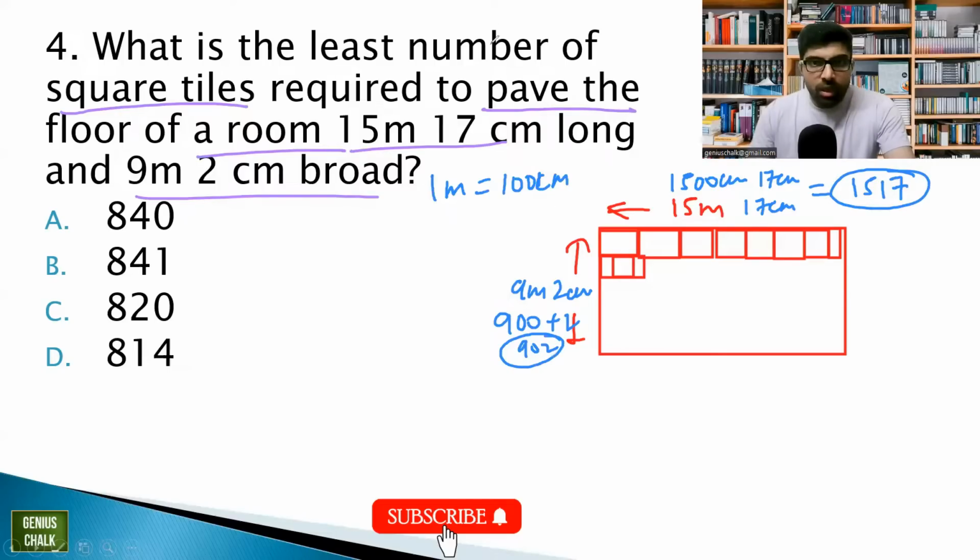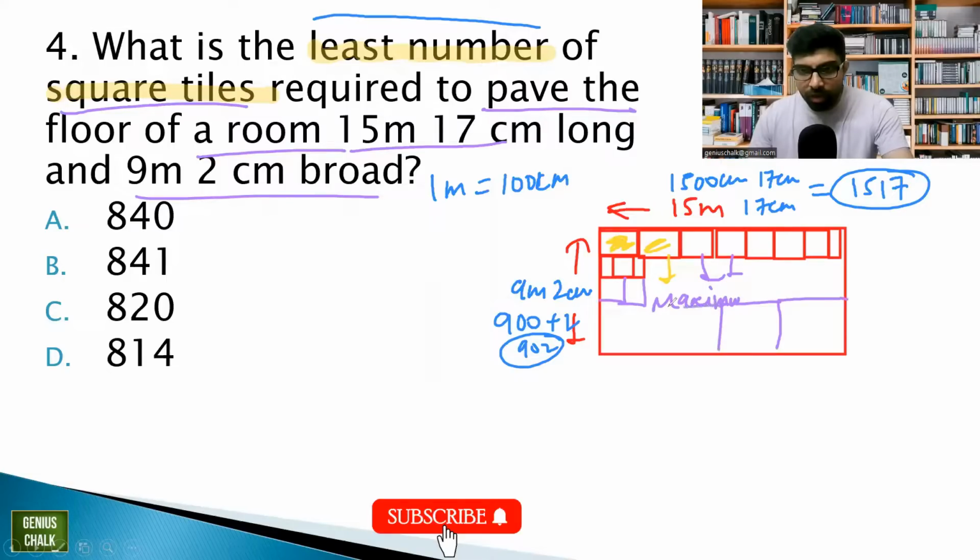That means, now focus on the words: if I have to have the least number of tiles, that means the size of each tile should be maximum, isn't it? Then only I can have the least number of tiles. Suppose the size is big, then I will be having fewer tiles, right? So in this question, we have to find the HCF of these.